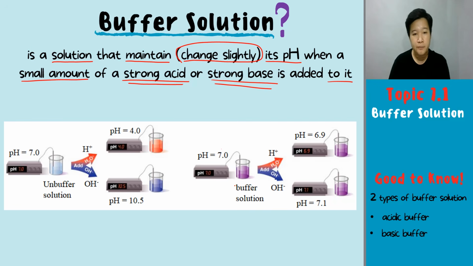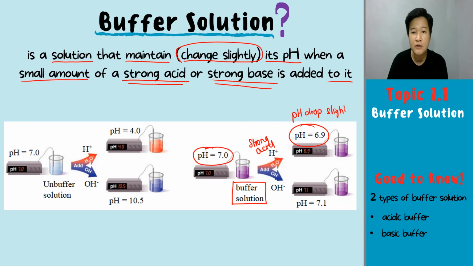So let's take a quick look. I have a buffer solution over here. Let's say the pH of my buffer solution is 7. When I add a small amount of strong acid into my buffer solution, look at the pH. The pH will drop very slightly, only 0.1. But generally, the pH will be maintained, right? So from 7, it will only change to 6.9 when a strong acid is added.